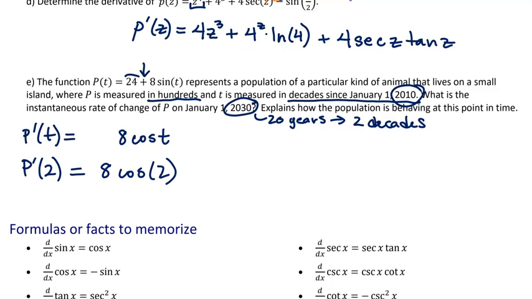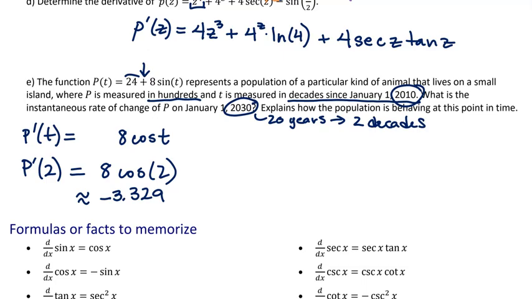For something like this, make sure your calculator is in radian mode. I think it's probably safe to set your calculator in radian mode for the entirety of calculus, unless the problem specifies that you're getting degrees, not decimals. You want to be in radian mode. So when I plug this in, I get approximately negative 3.329.